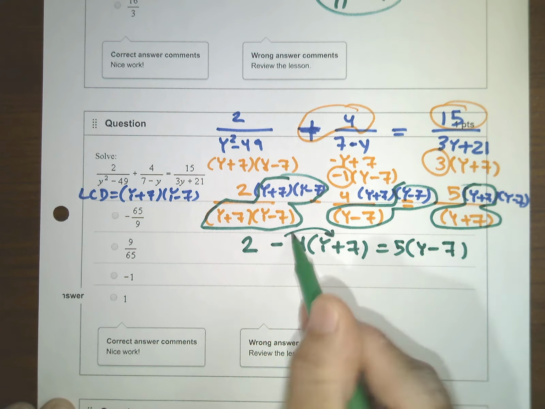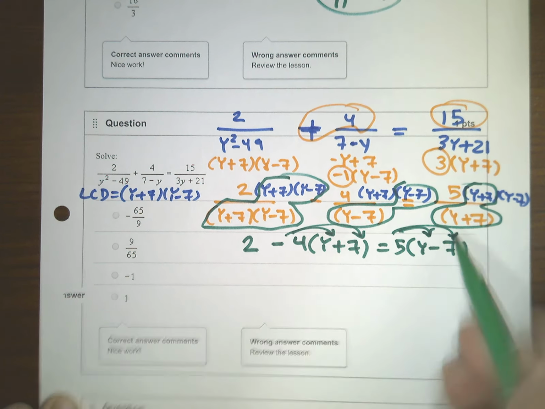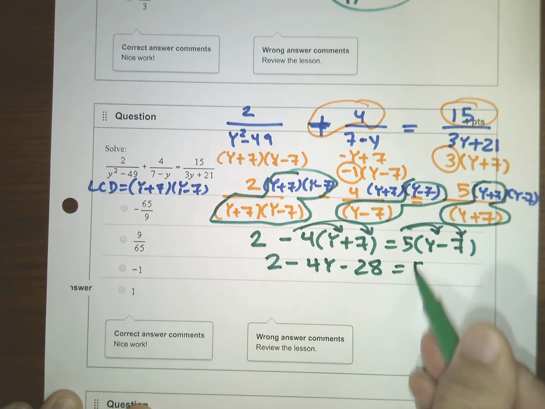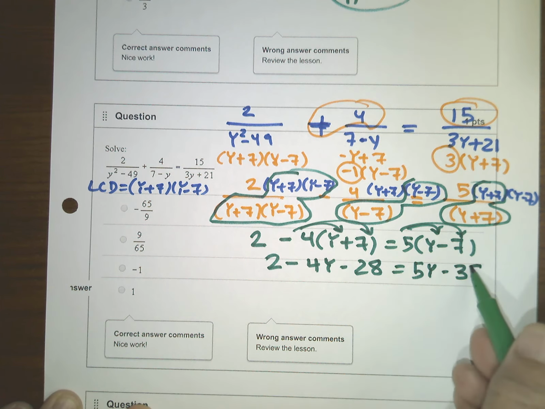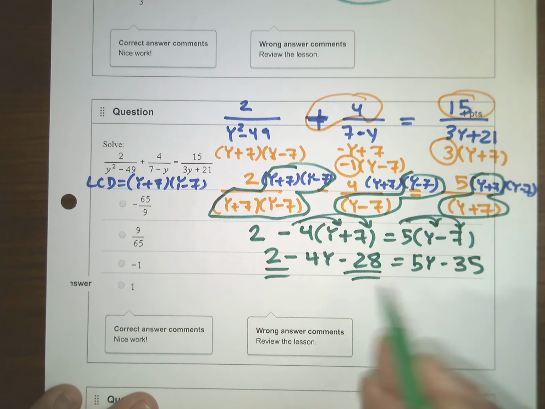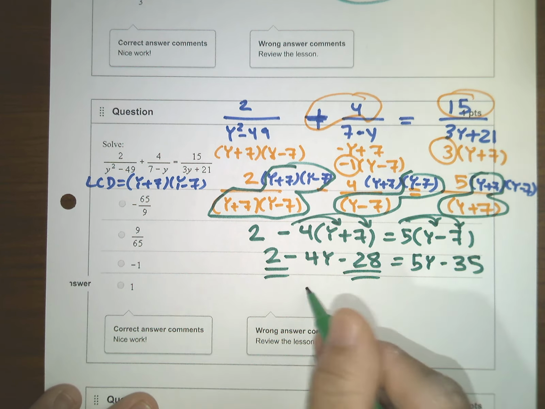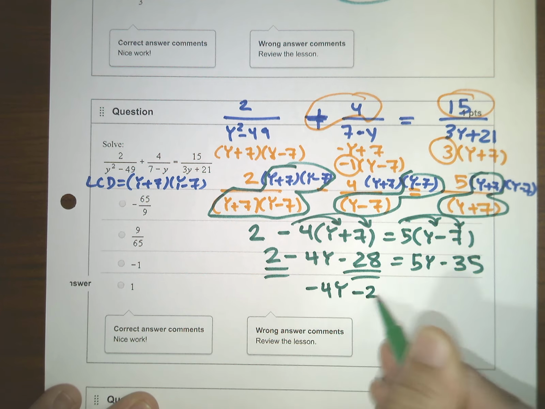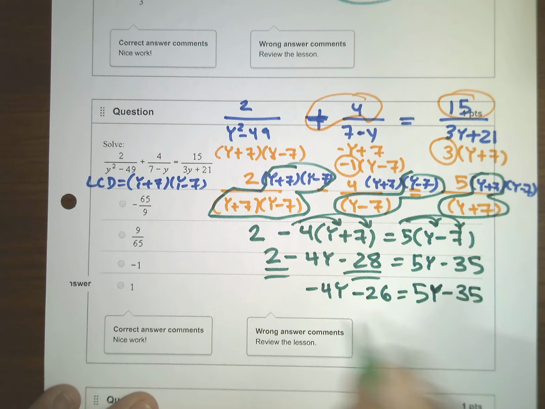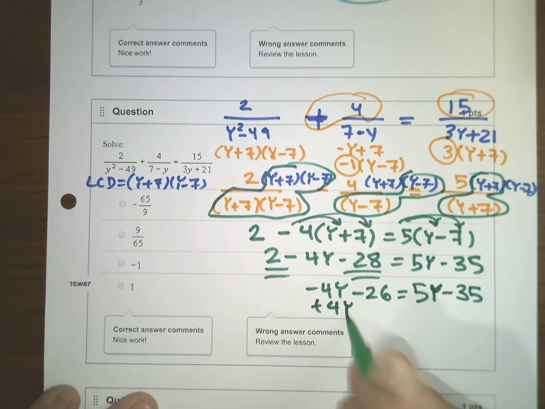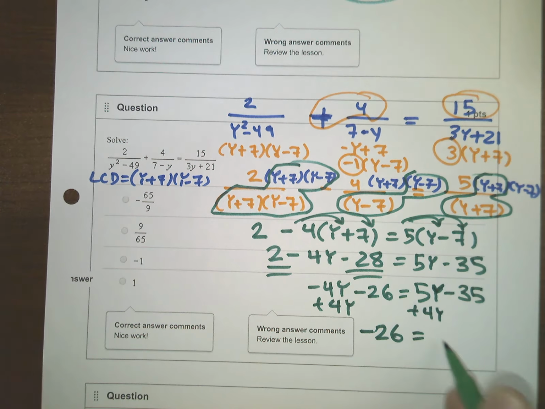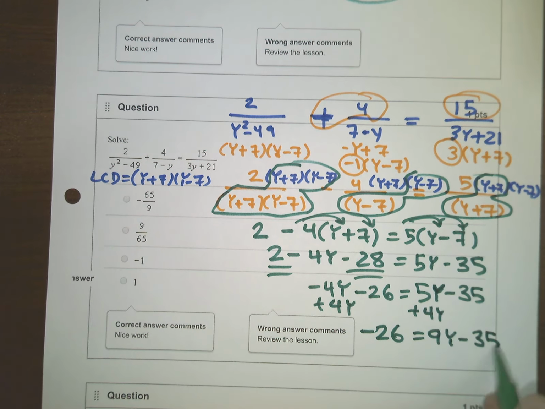So let's go ahead and distribute the negative 4 and the 5. So I have 2 minus 4y minus 28 equals 5y minus 35. I'll combine like terms here. So 2 minus 28 is negative 26. So negative 4y minus 26 is 5y minus 35. And then let's go ahead and add the 4y to each side. So I have the negative 26 is equal to 9y minus 35.